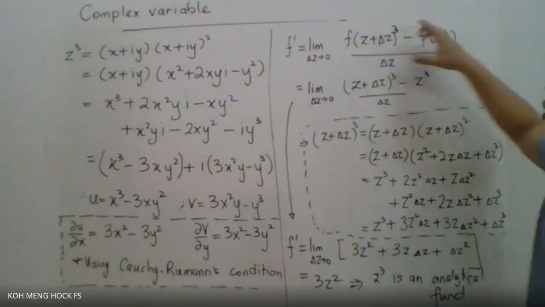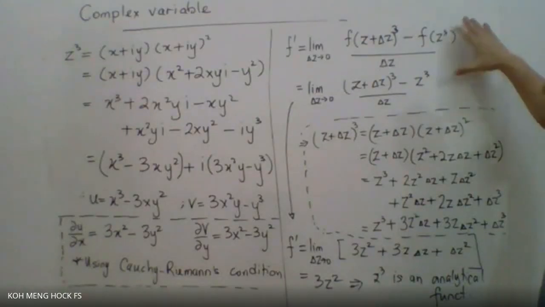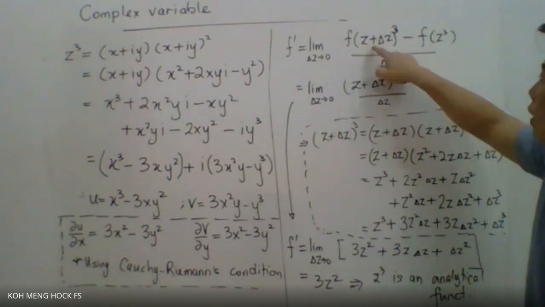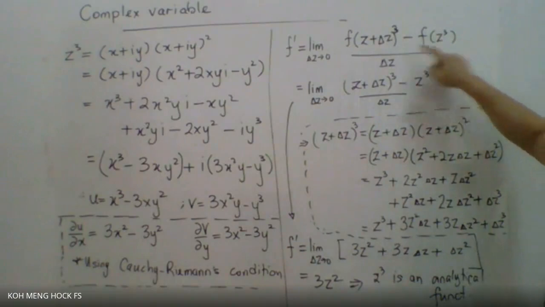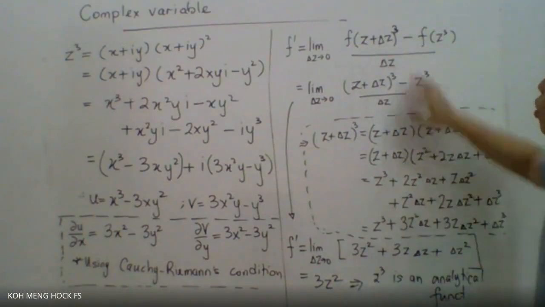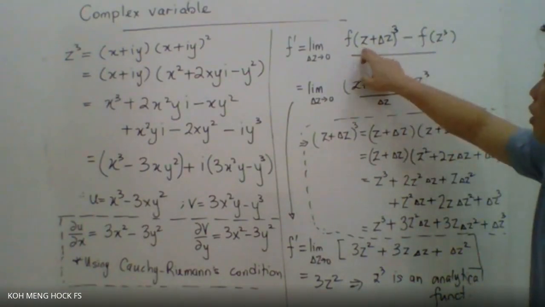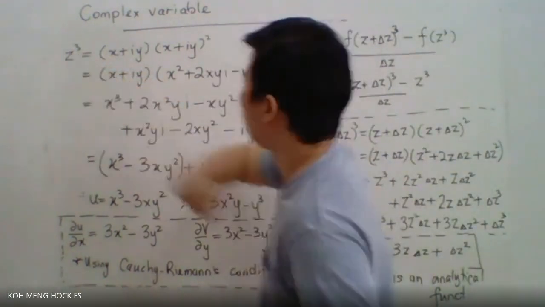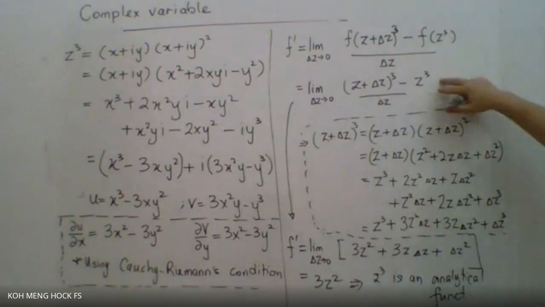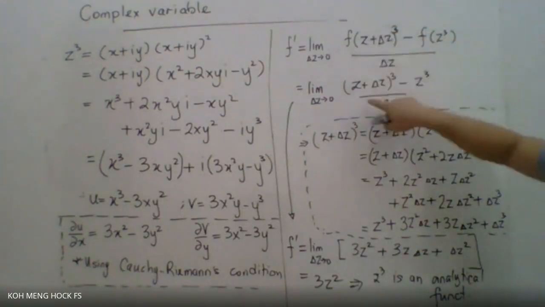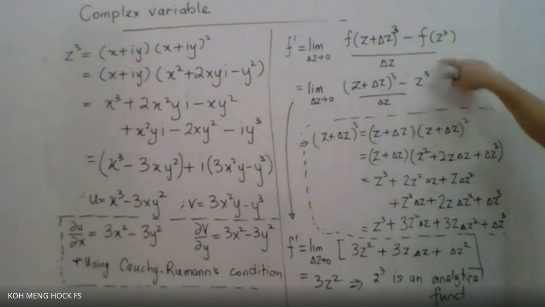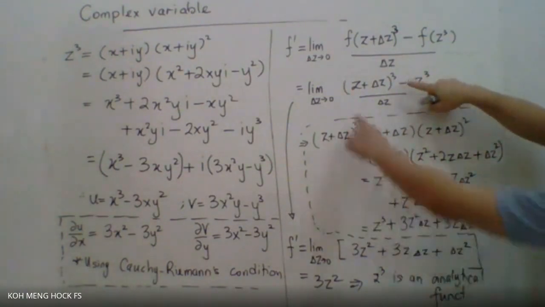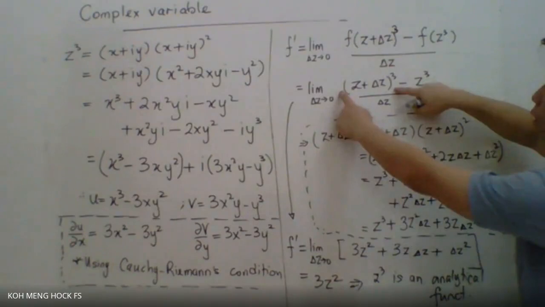That is, I use this definition, f of z plus delta z minus f of z, divided by delta z, right? But now the only difference is the function is to the power of 3 because this is z to the power of 3. And then now when I put in the function, I have z plus delta z to the power of 3 minus z to the power of 3 here. So now I need to expand this term.